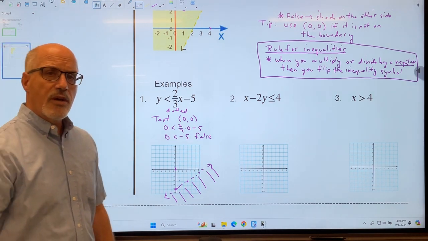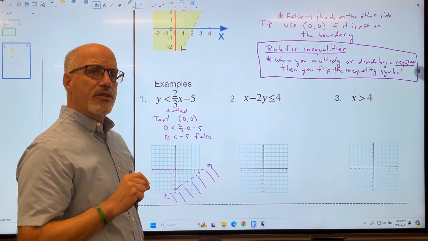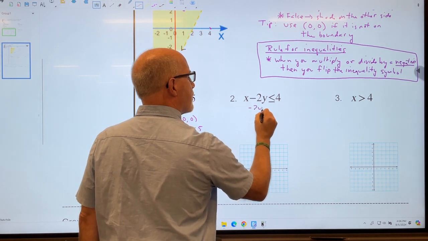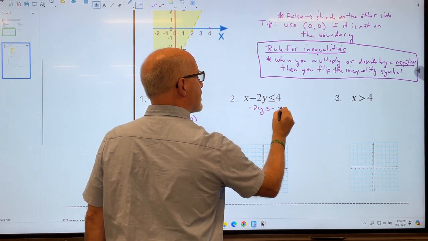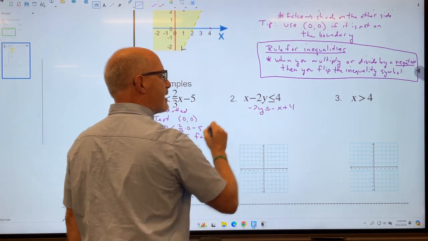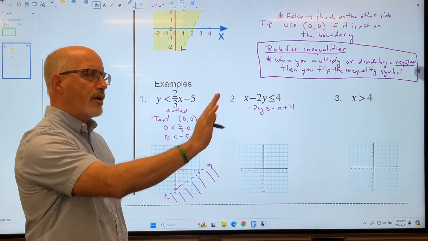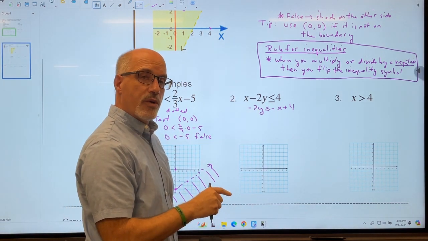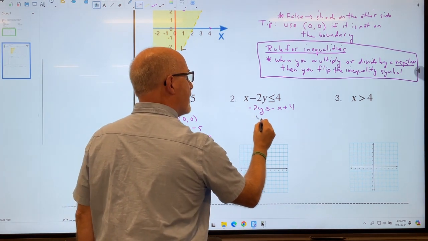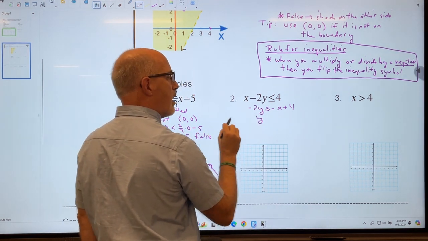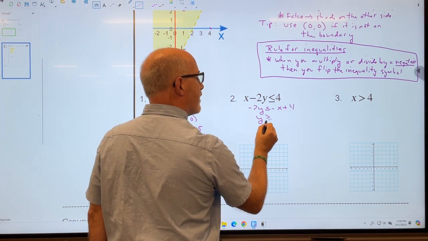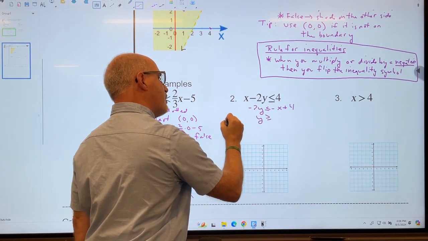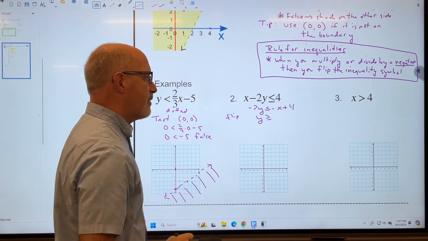Let's try the next one. What I want to do on this one is get it into slope-intercept form first. So I'm going to subtract x from both sides. Subtracting does not reverse my inequality. I'm going to put the x first when I subtract x from both sides, so keep the +4 at the end. Now I'm going to divide everything by -2 in order to get rid of it in front of the y. So I divide that by -2 and I get y. My inequality is going to flip over. Notice that because I divided by a negative, it flipped. So I'm going to put a little flip here to show that it flipped over.